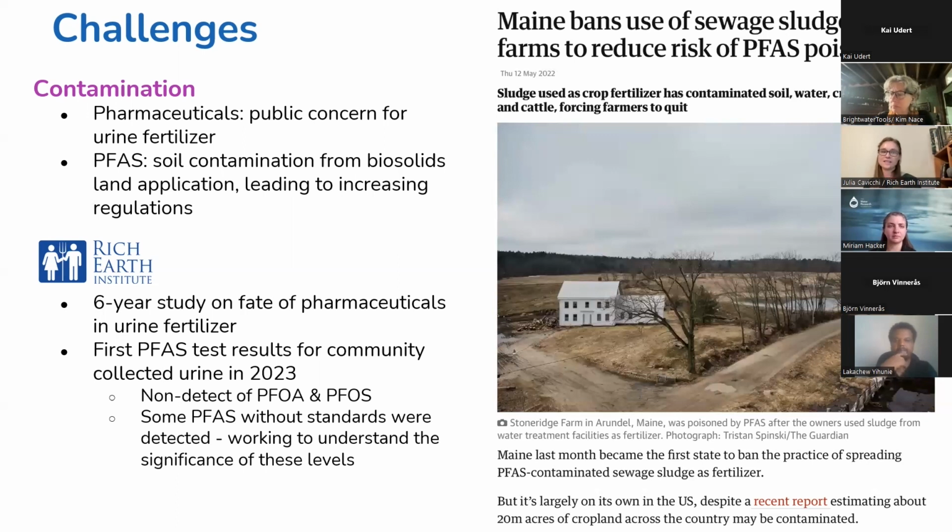And the other is with PFAS. It is definitely much more present in biosolids, as industrial waste and other kinds of manufacturing wastes are combined with human waste. And so there's been a lot of rising concern about soil contamination from biosolids that have been land applied. And Maine is actually the first state that banned the use of biosolids as a soil amendment due to some of these really striking soil contamination concerns that have forced farmers to close down their farms because the soil is so contaminated with the PFAS.